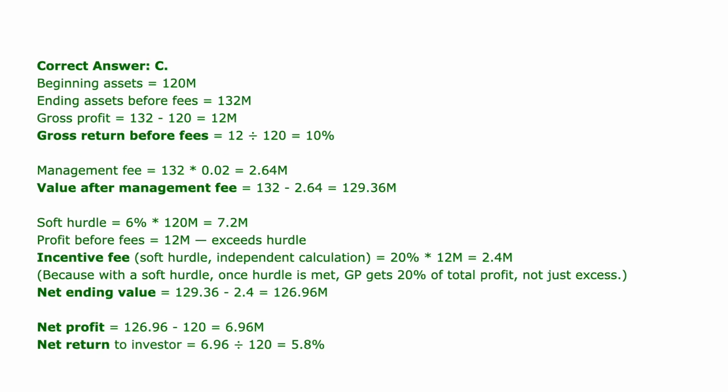Because the $12 million gross profit exceeds the $7.2 million soft hurdle, 6% of initial capital, the 20% incentive fee is applied to the entire profit, $12 million, rather than only the profit in excess of the hurdle. This results in an incentive fee of $2.4 million, which, when combined with the management fee, leads to the final net return of 5.8%.